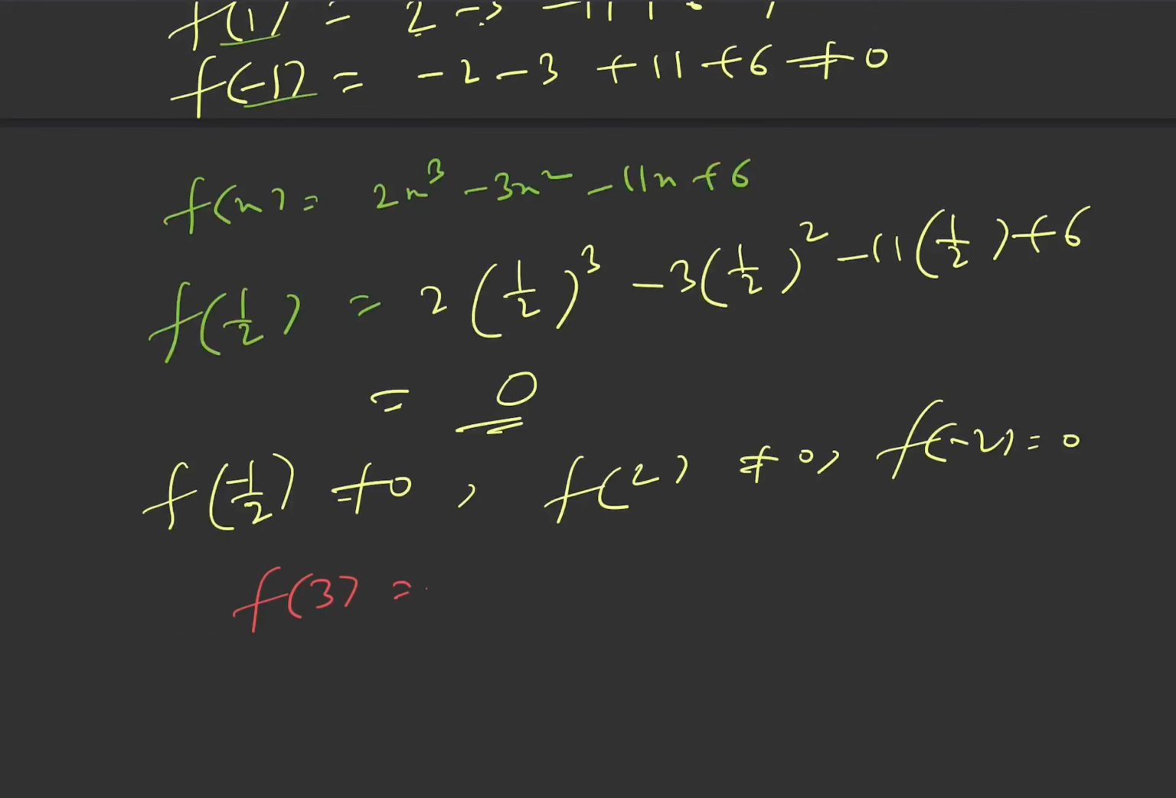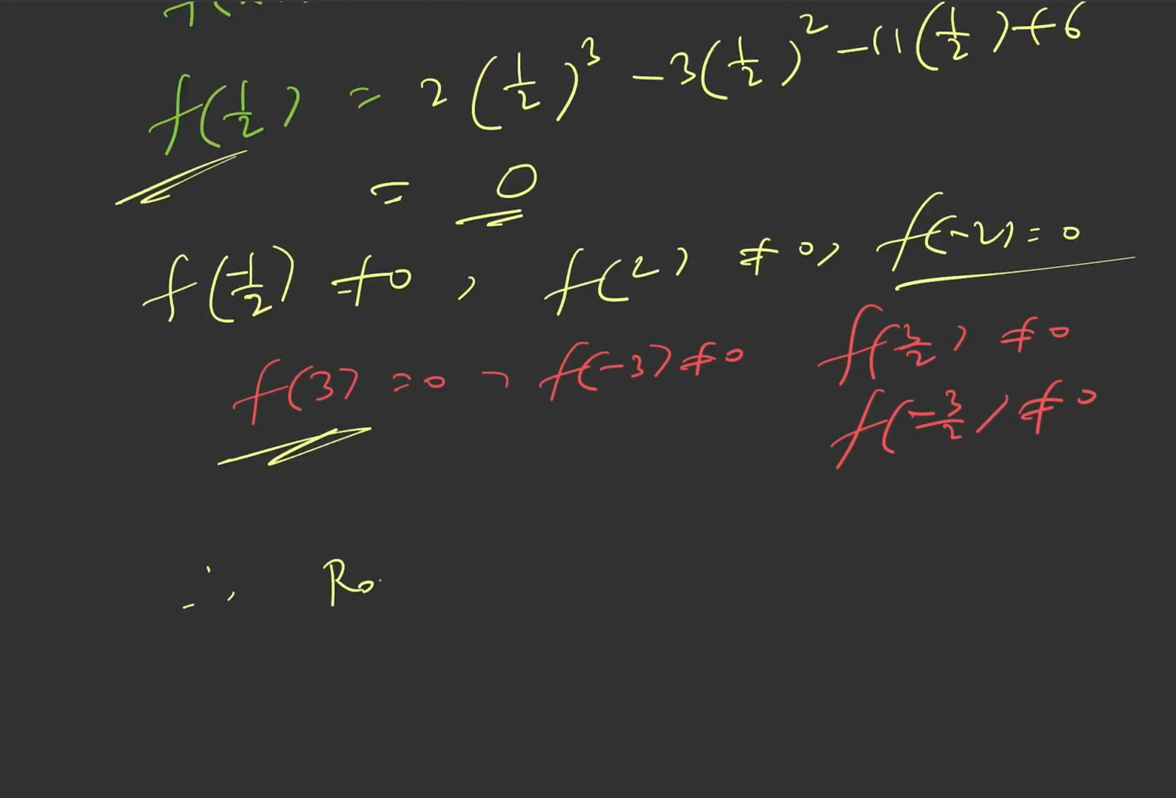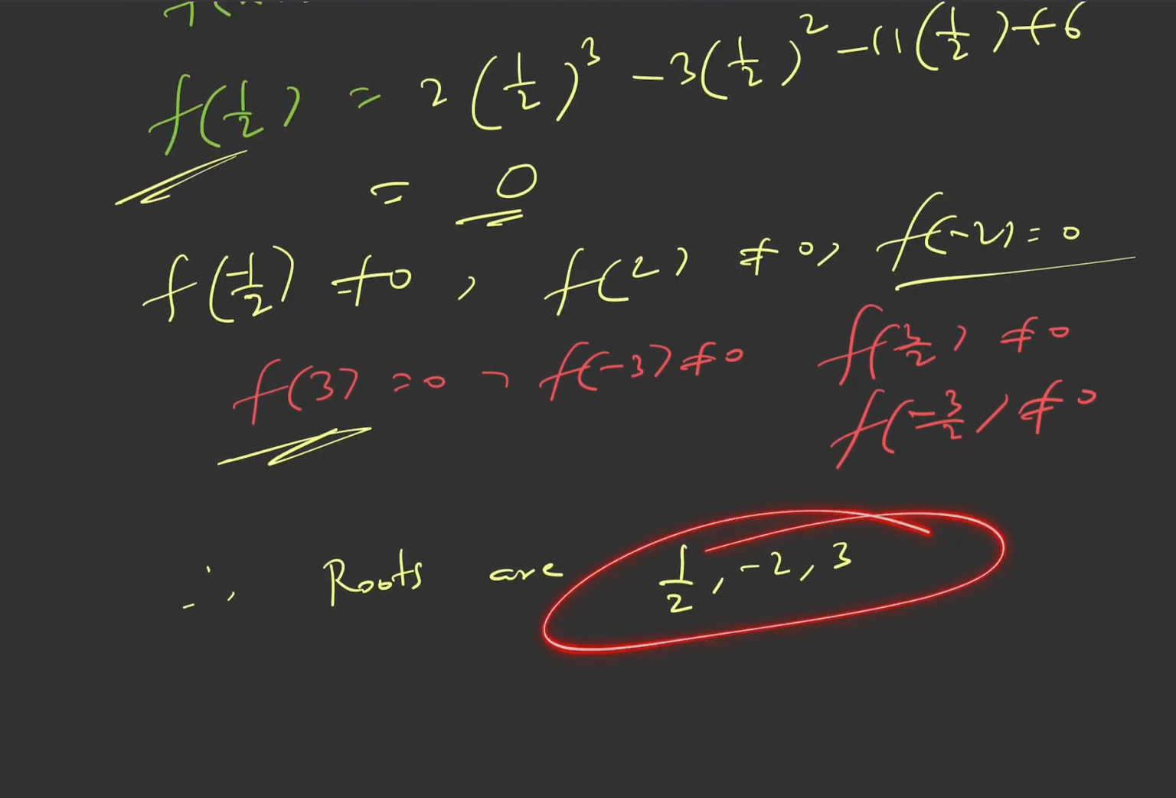We are checking all these possible values. Similarly, f of 3 will be 0, f of minus 3 will not be 0, f of 3 by 2 will not be 0, and f of minus 3 by 2 is also not 0. So the only roots are 1 by 2, 3 and minus 2. So therefore the roots are 1 by 2, minus 2 and 3. Now see, a cubic equation has 3 roots only, and all the 3 roots we have got are rational roots, right? So these are all the roots of this cubic equation. This is how this rational root theorem will be helping.